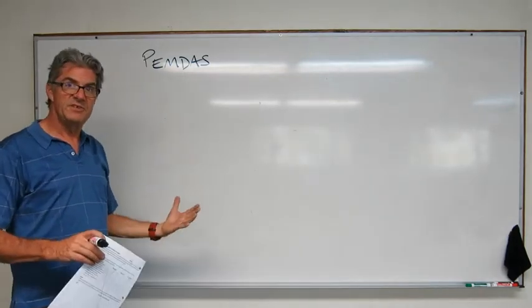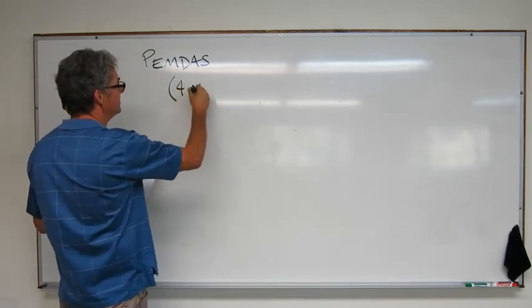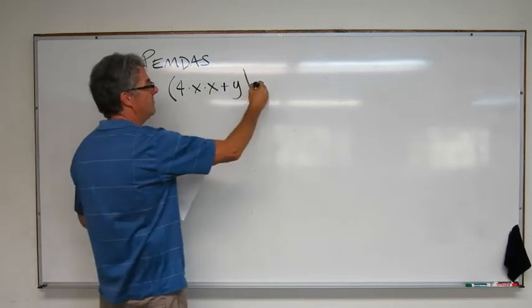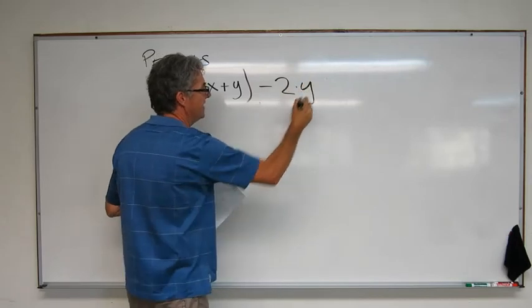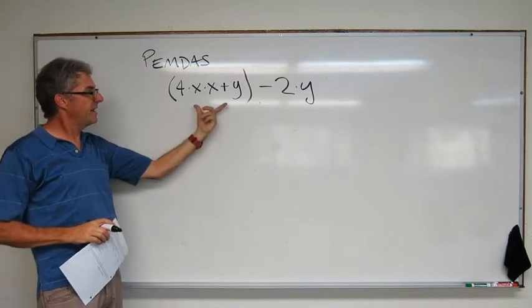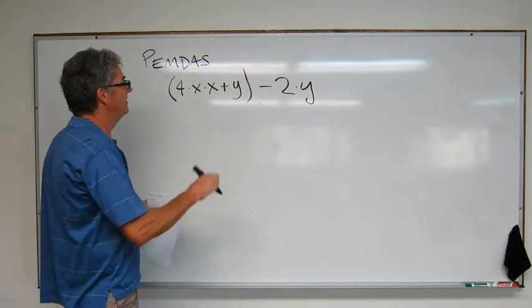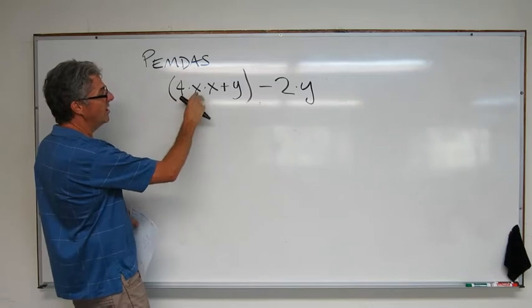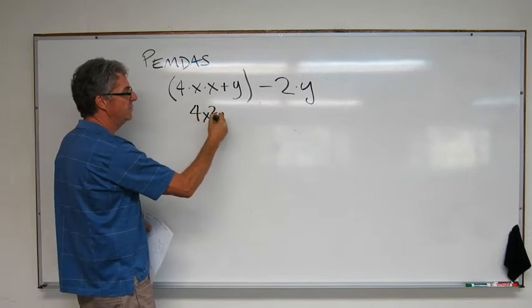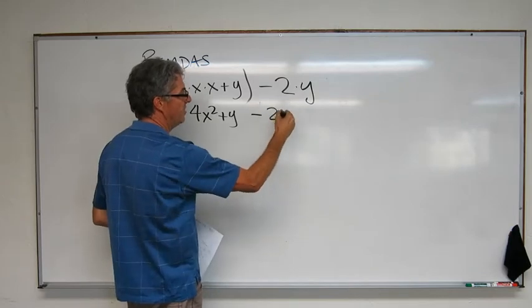Okay? So this helps us evaluate a more complex expression such as this one. 4 times x plus y, parentheses, minus 2 times y. Okay? So using this, I do my parentheses first. So that means I've got to do everything inside of here before I can even think about combining it with that. Okay? So from before, we know this is just going to be 4x squared plus y. So this becomes 4x squared plus y. I'll bring my next term down. 2 times y is just 2y.